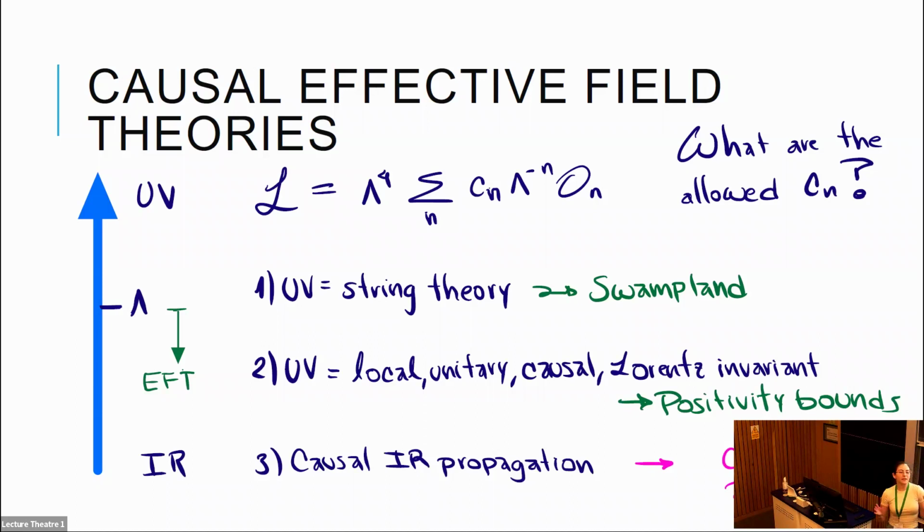But let's say that you want to relax this even more and not make any assumptions on your UV, which is basically the idea of effective field theories. You just don't know anything about your UV. You just want to have some symmetries in the IR. And just based on that, you want to say, okay, there are some bounds on these Wilson coefficients.